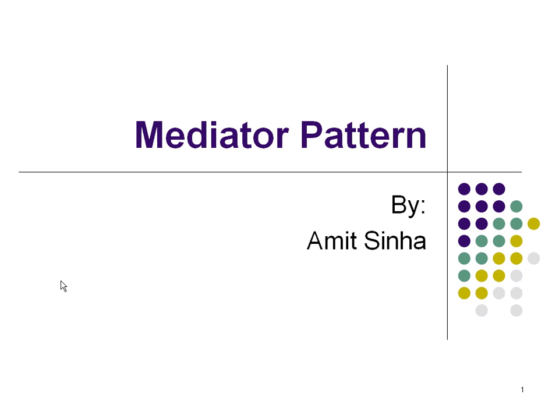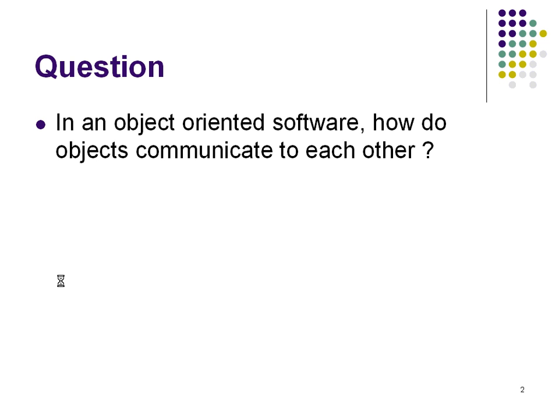So this is the last presentation of the entire season, and this is Mediator Pattern. Let's start with a question. In an object-oriented software, how do objects communicate to each other? Using methods. So methods is something which is needed for objects to communicate. What else is needed?